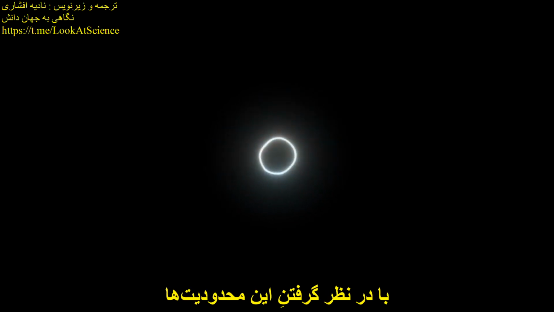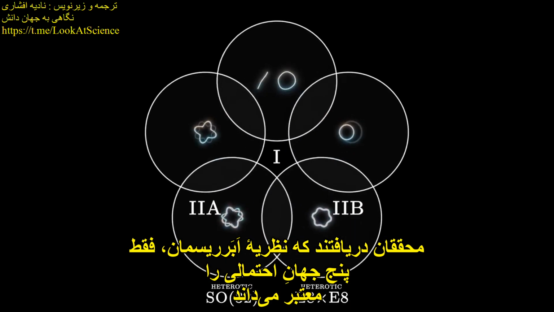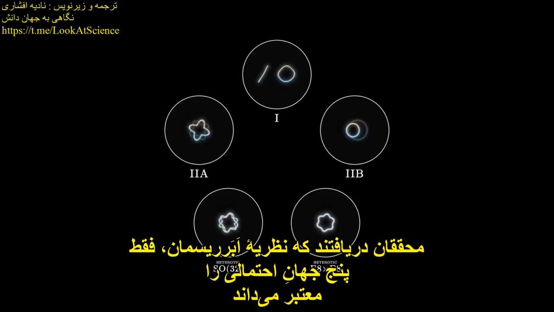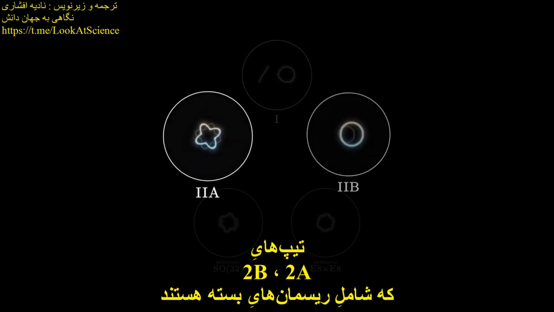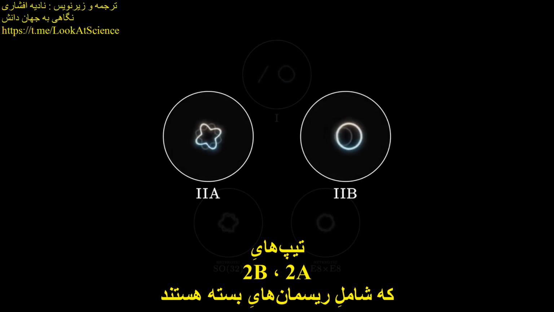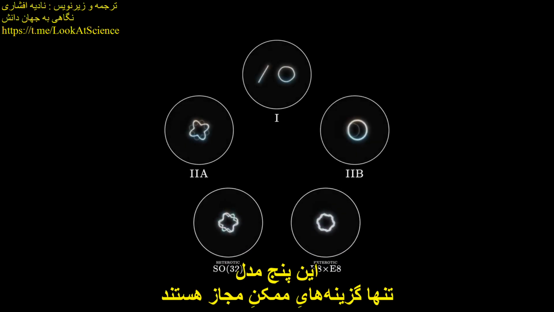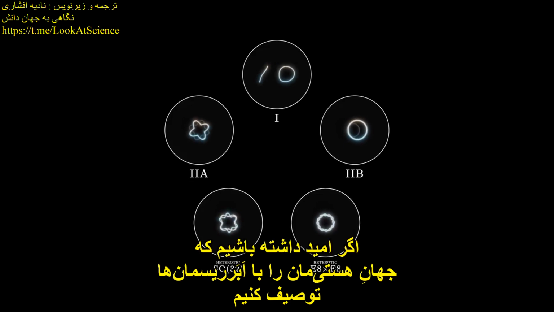Taking these restrictions into account, researchers found that superstring theory only allows for 5 possible universes. Type 1, which contains both open and closed strings, types 2a and 2b, which contain closed strings, and 2 heterotic types, SO32 and E8 cross E8, which contain closed strings with different types of vibrations that move in opposite directions. These 5 models are the only possible variations allowed if we hope to describe our universe with superstrings.